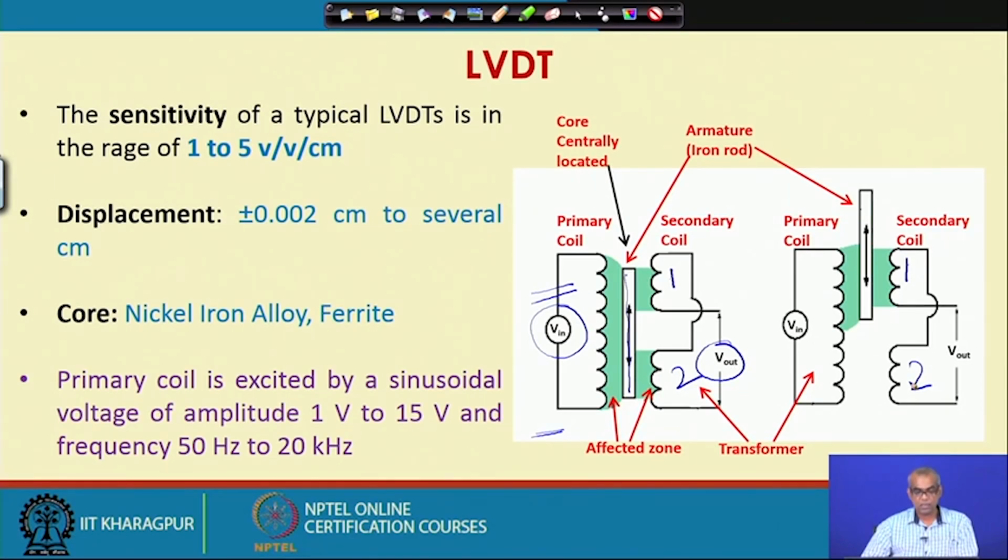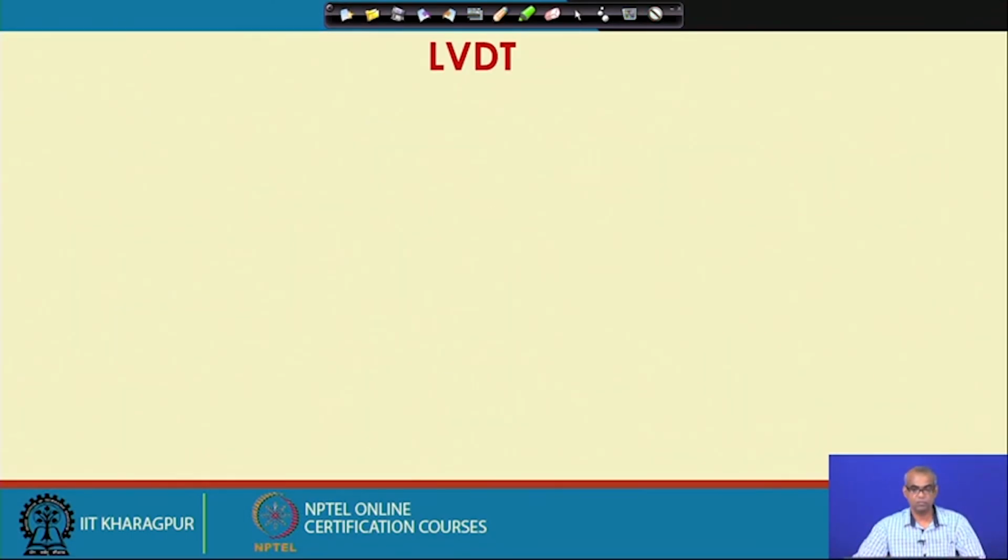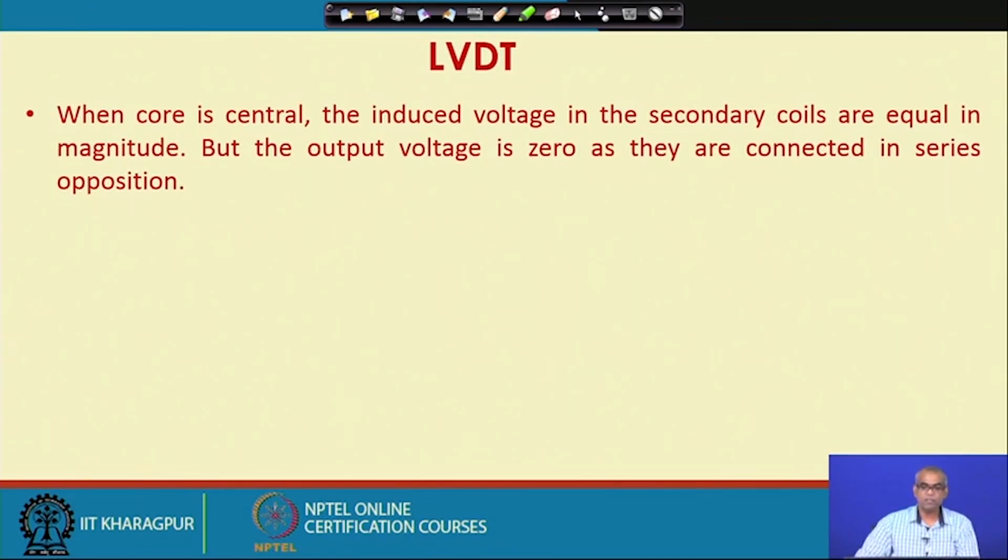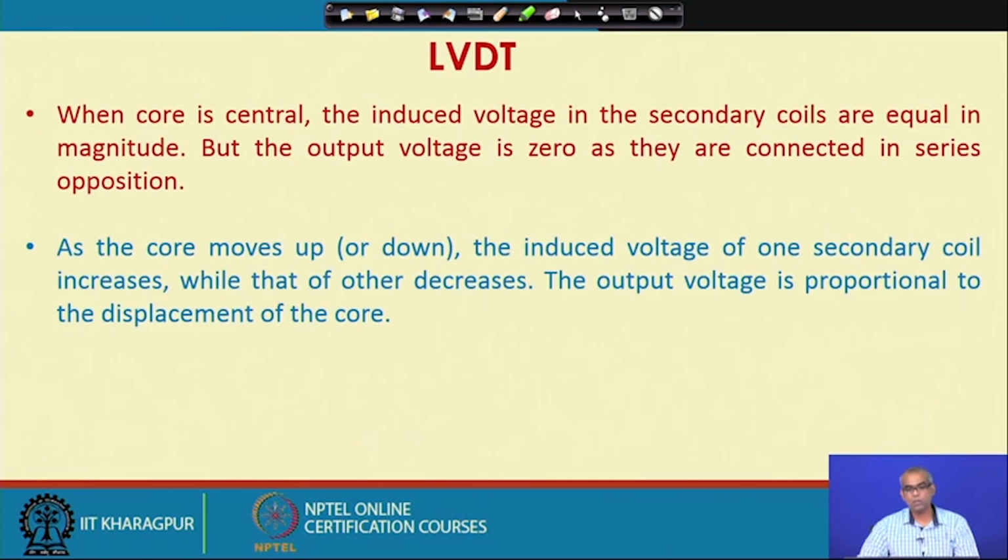Primary coil is excited by a sinusoidal voltage of amplitude 1 volt to 15 volt and frequency 50 hertz to 20 kilohertz. When core is central, the induced voltage in the secondary coils are equal in magnitude, but the output voltage is 0 as they are connected in series opposition. As the core moves up or down, the induced voltage of one secondary coil increases while that of other decreases. The output voltage is proportional to the displacement of the core.